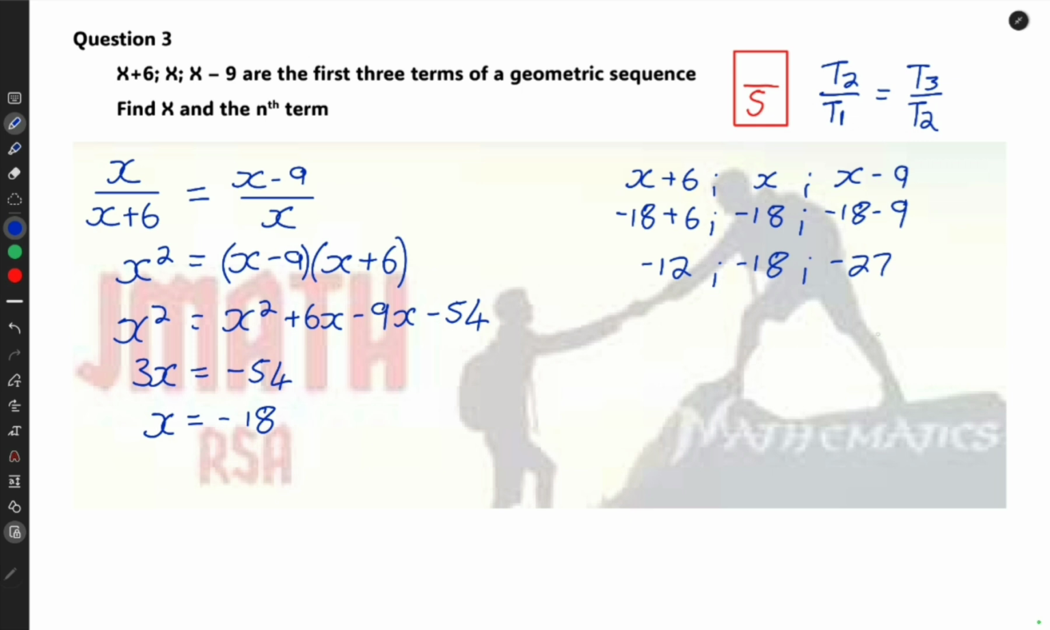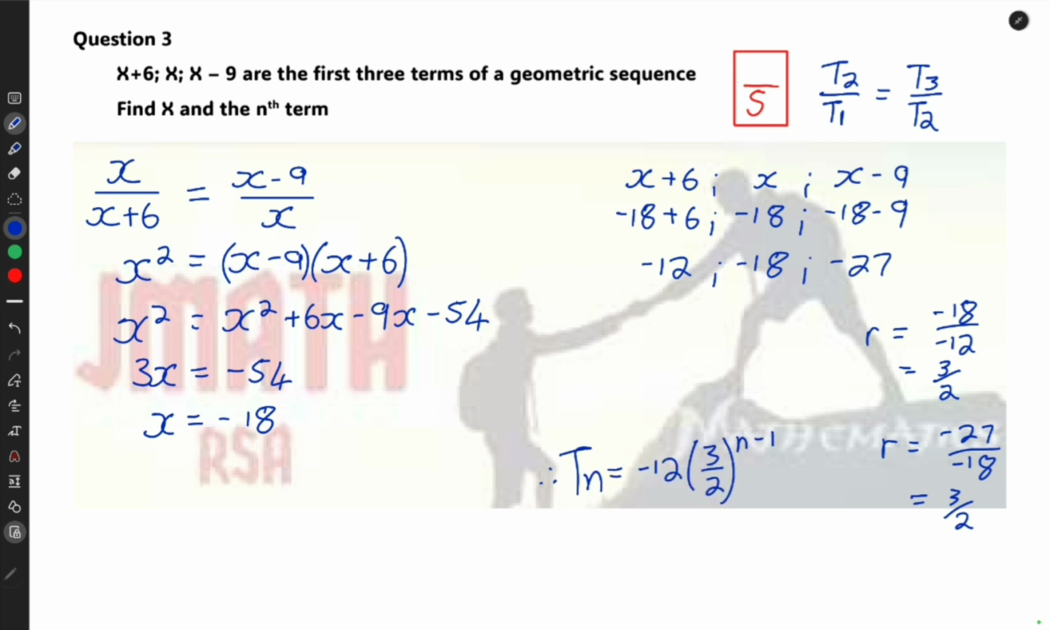Is this really geometric? r is term 2 divided by term 1, which gives me 3 over 2. And I can test it: if I say minus 27 over minus 18, what is that? It's also 3 over 2. So to answer their final question, Tn equals minus 12 times 3 over 2 to the power n minus 1.